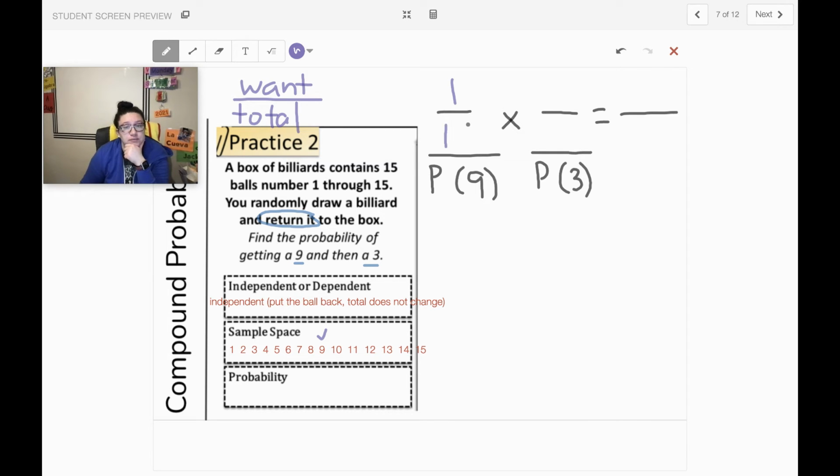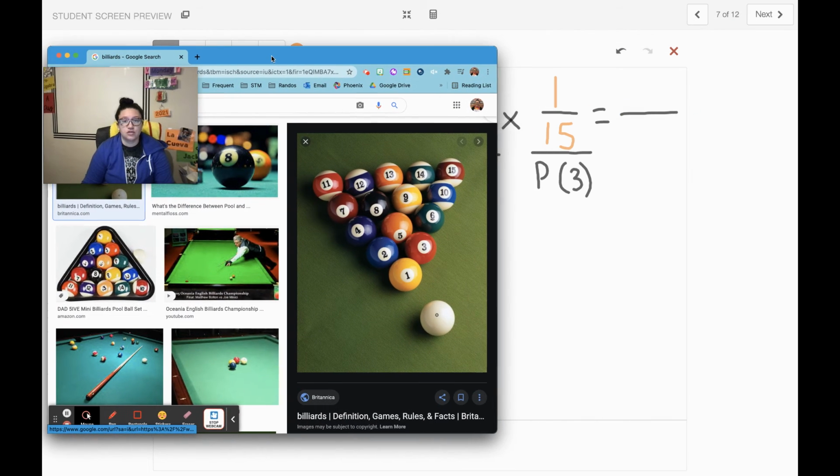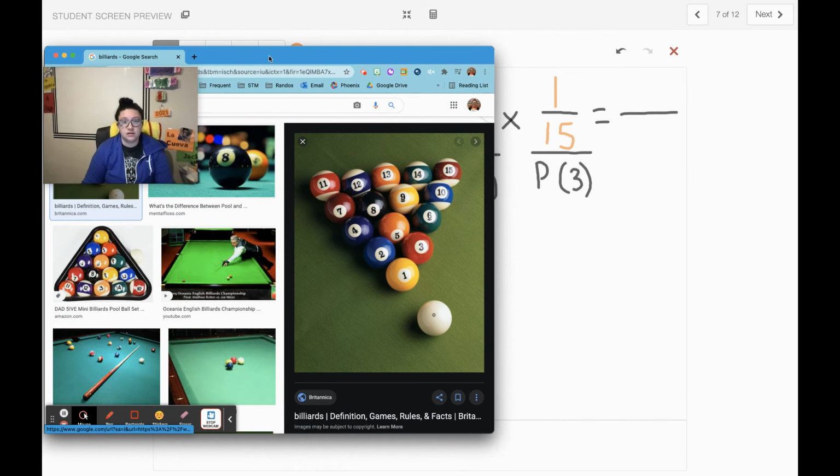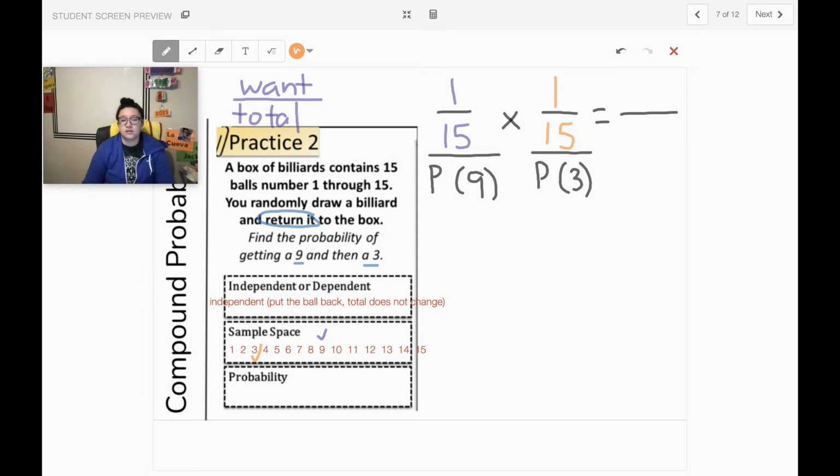15. So the probability of getting a 9 is 1 out of 15 total balls. Now we need to do the probability of a 3. What's the probability of a 3? It's the same. It's 1 out of 15. There's only 1 three ball in that group of billiards. There's only 1 three out of 15 total balls.